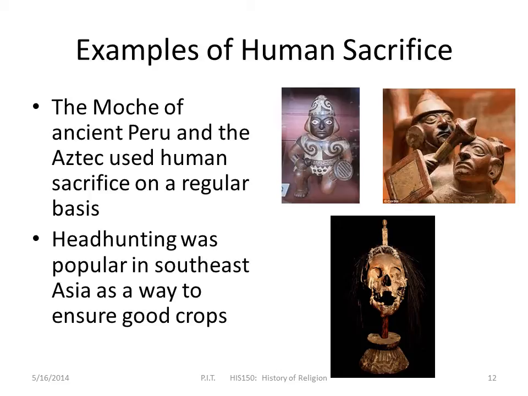You see a lot of human sacrifice in South America, especially amongst the Moche of ancient Peru and the Aztec. And they used human sacrifice on a regular basis. This is a Moche warrior figurine, and they used human sacrifice so much that they actually created representations of how they did that. In Southeast Asia, places like Cambodia, Vietnam, Laos, headhunting was very popular, and it was a way to ensure good crops. You would take the head of your enemy and put it on a spike in front of your house, and that was a way to say to God, I am worshiping you by giving you more souls.